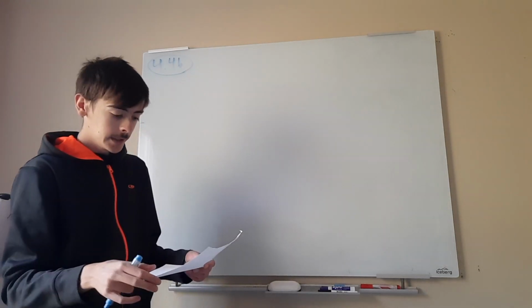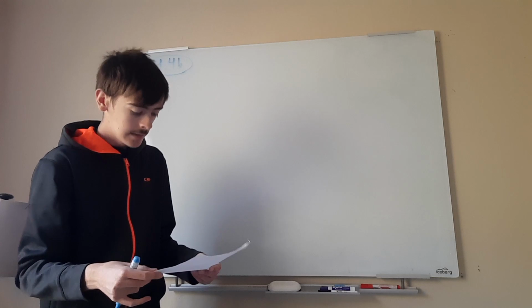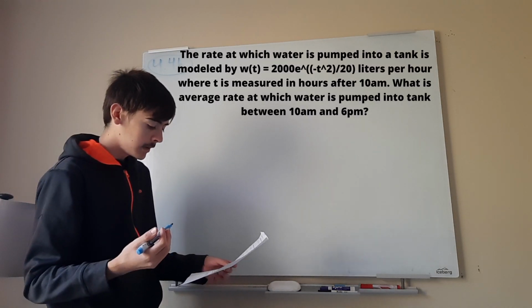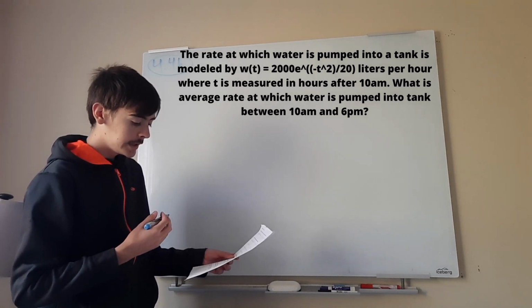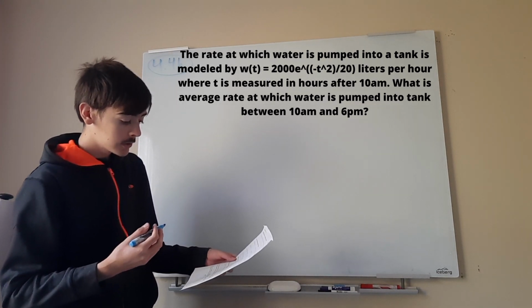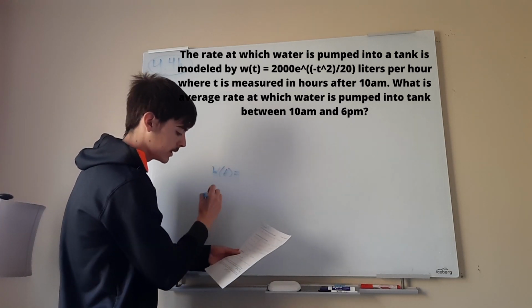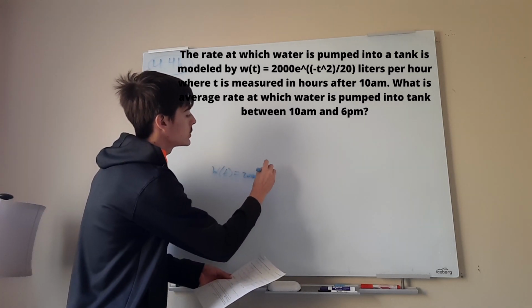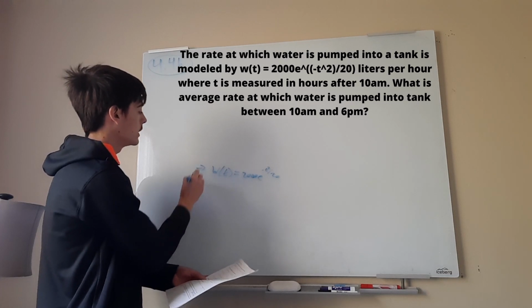This next one's really similar. We're just going to have to be a little bit more careful with our actual interval. So this one says the rate at which water is pumped into the tank is modeled by W of t equals 2,000 e to the -t squared over 20. So I'm going to write that real quick. W of t equals 2,000 e to the -t squared over 20. This is our function that we're going to use.